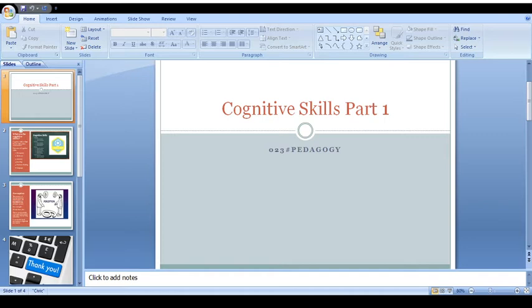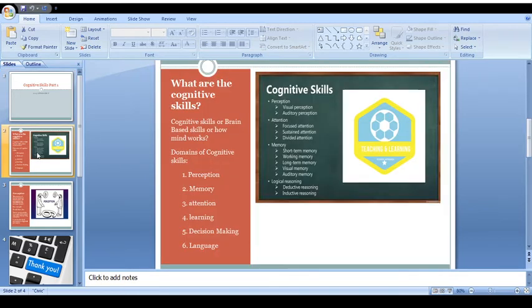So let's see what cognitive skills are. Cognitive skills actually have different names. They are also called cognitive functions, cognitive abilities, and cognitive capacities. But I do believe that these cognitive skills are brain-based skills. That means how the mind works.